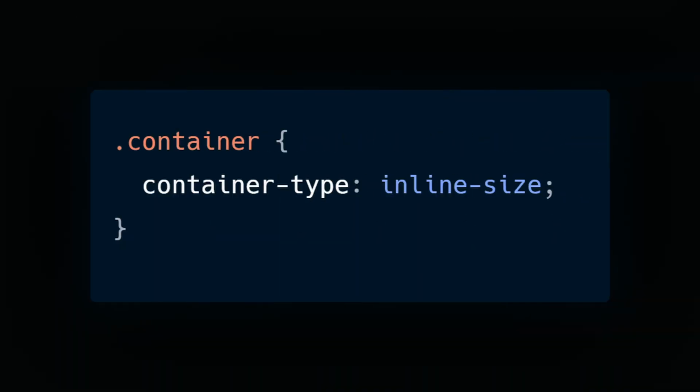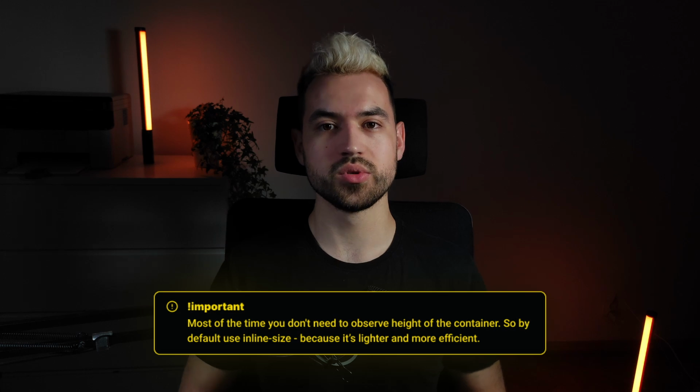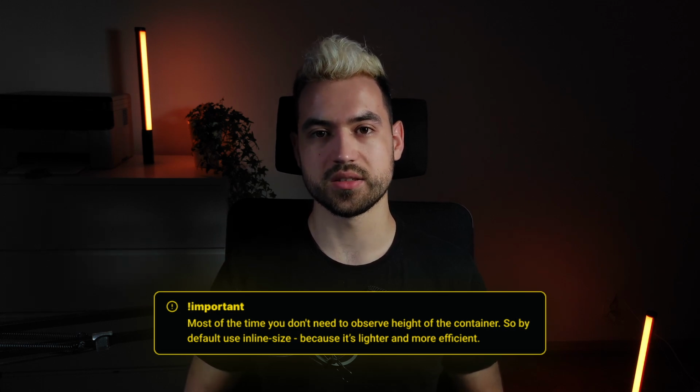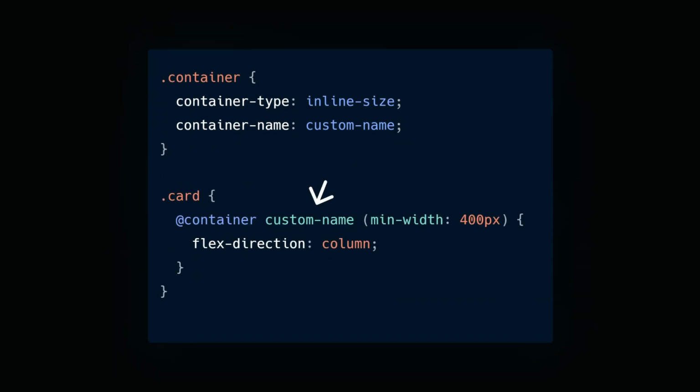Before using container queries, you need to define a container. We do that using the container-type property. There are two possible values for that: size and inline-size. Size observes both height and width of the container. Inline-size observes only width. Most of the time you don't need to observe the height of the container. So by default, use inline-size to observe only width, because it's lighter and more efficient. If you have multiple containers, you can use container-name to target specific containers. Then, when writing a container query, you need to specify the container.